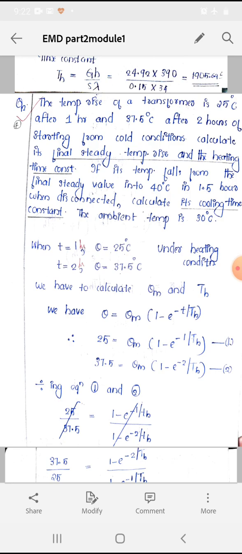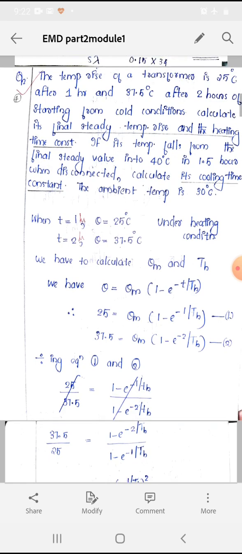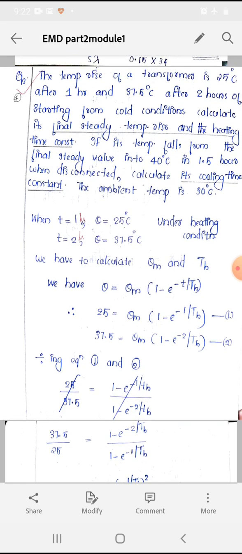In the question it is given that when t is equal to 1 hour, theta is equal to 25 degrees Celsius. And the second condition is when t is equal to 2 hours, theta is equal to 37.5 degrees Celsius. So two conditions are given. We need to find theta m, that is the final steady temperature rise, and the heating time constant Th.